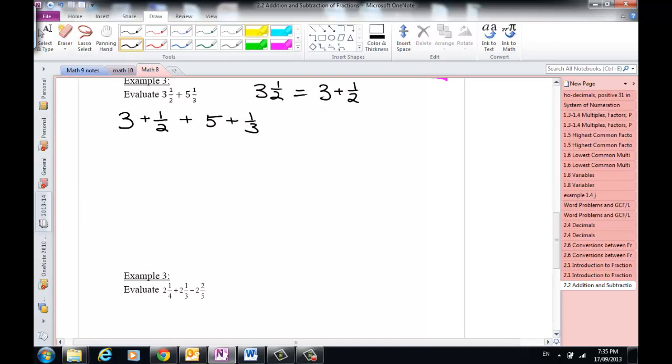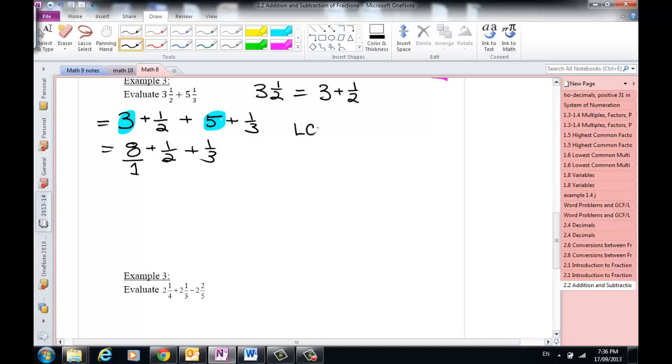Alright, some things that are really easy to simplify right away are our whole numbers. So 3 plus 5 is 8. But then I have this 1/2 and this 1/3. And remember that 8 is just the same thing as 8 over 1. Any number divided by 1 is itself. So I still need to find a common denominator.